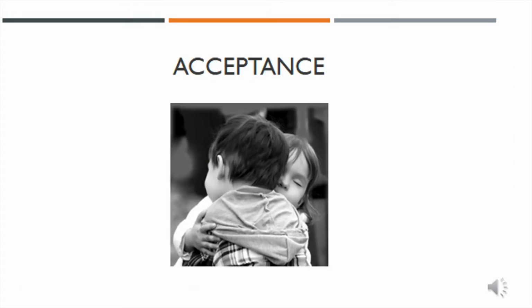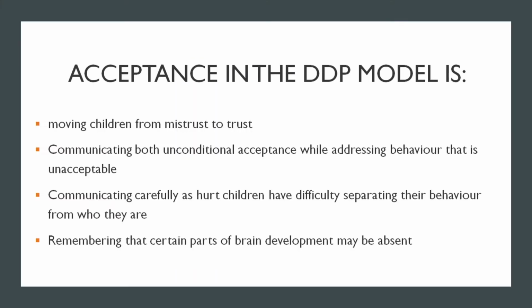In the PACE acronym, A, when one hears that acceptance is a crucial part of the framework of moving children from mistrust to trust, there can be a misinterpretation of what this means, thinking it means no limits or consequences, or the expectation that one will ignore behavior in an attempt to make a child feel better. In the DDP model, there is an emphasis on both communicating unconditional acceptance, while also stating that the behavior is unacceptable. In other words, we accept a child's anger, but not their violence or destruction.